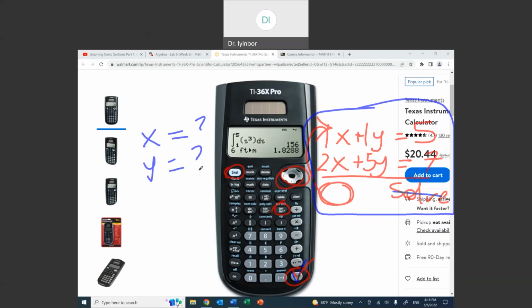The only thing you need to be careful about is you have to have the system in standard form, which means x and y on the same side equals a number, both of the equations like that. So that's what you're doing. First you're going to press second, then you're going to press down, and then you're going to press enter, and then enter the system and solve. So that's simple, okay?